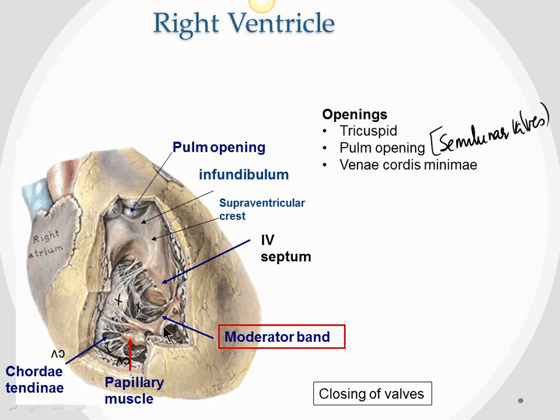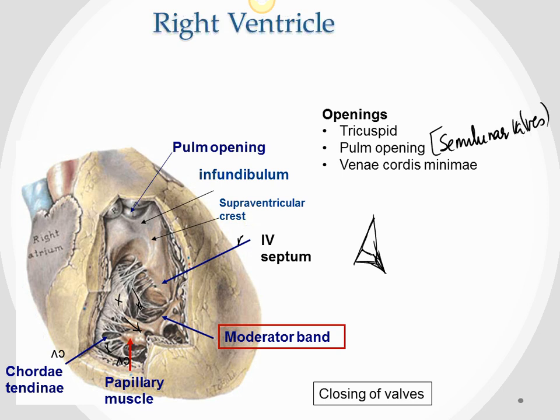So what happens is that when the ventricles contract, these papillary muscles also contract because they're part of the trabeculae carneae. When they contract, they pull the chordae tendineae towards them. When they pull the chordae tendineae towards them, all the cusps get close to each other. They get pulled like this. And when they get close to each other, the opening closes, and the leaflets are prevented from being pushed back into the atria.